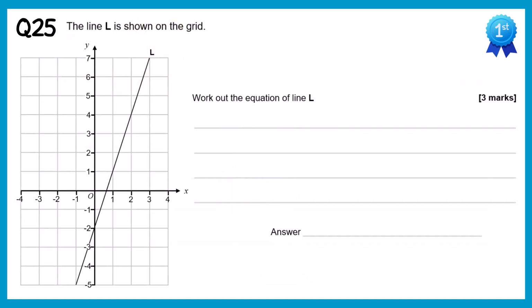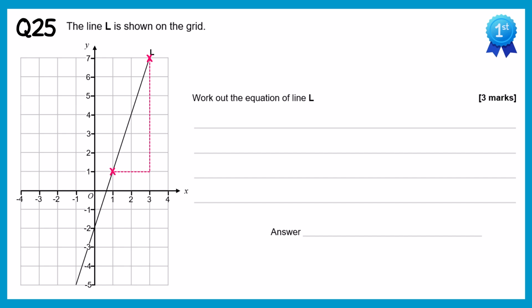In this question, we need to find the equation of the straight line. We're going to start by finding two nice points on the line. I'm going to go for this one here at 1, 1, and this one here at 3, 7. We then draw a gradient triangle between the points. We want to work out the change in x and the change in y.